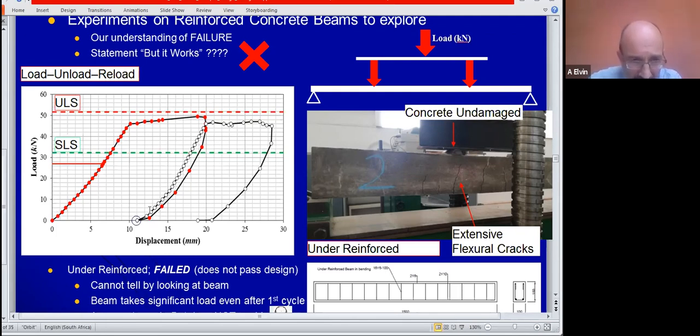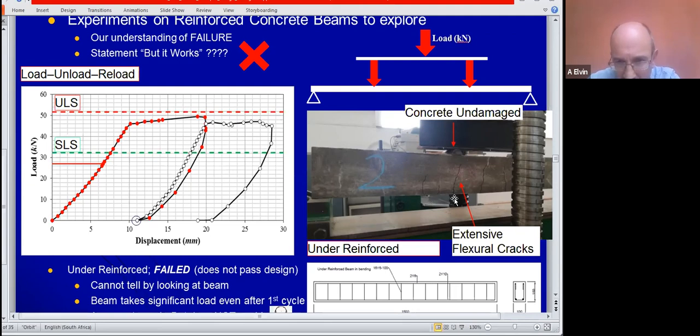Right. Notice, again, I repeat, the first cycle, the second cycle, if I were to give you the second cycle in isolation, you would not know the difference between the first two. This would be a statistical scatter, which is irrelevant. The take-home message here is we cannot see failure. We cannot tell if it has failed. We can tell if it has failed rational design by doing a design and checking it against the code. That's the only way. By actually looking at the structure, you can't say if it has failed or not.